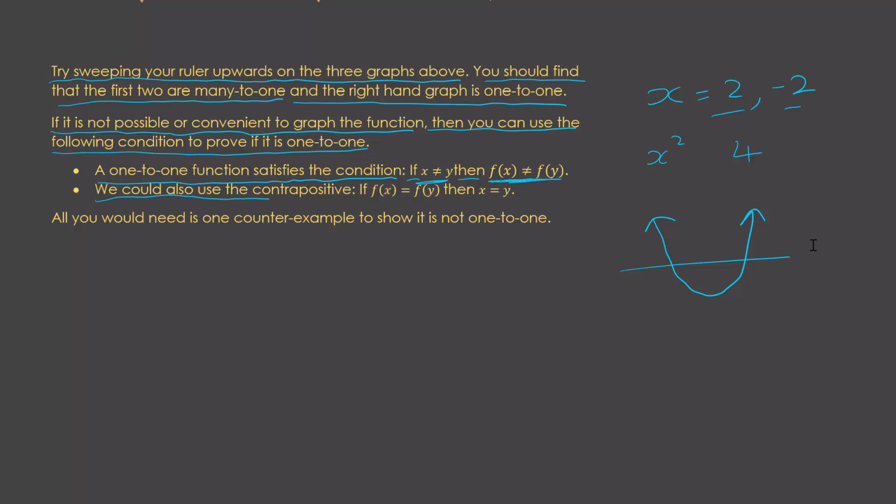We could also use the contrapositive. If f of x is equal to f of y, then that means that it's the same x value, x is equal to y. All you would need is one counterexample to show it's not one-to-one. So it only has to fail the horizontal line test at one point to not be one-to-one.